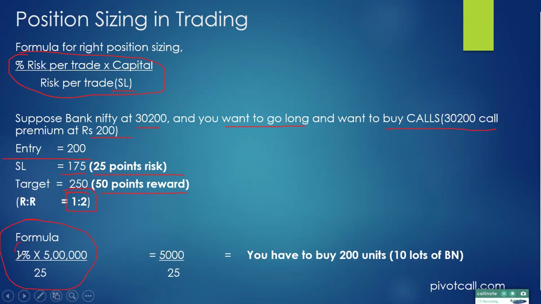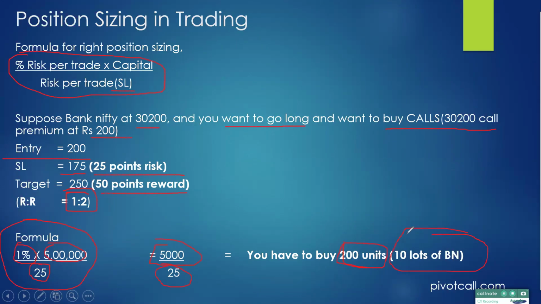Then this is your formula. 1% is your risk per trade. You said your capital is 5 lakhs. Your stop loss is 25. What is 1% of 5 lakh? 5,000 rupees. What is the stop loss you decided? 25 points. What is 5,000 by 25? 200. You have to buy 200 units of Bank Nifty. I'm giving the Bank Nifty example. How many units in a Bank Nifty lot? 20 units. So you have to trade with 10 lots of Bank Nifty.